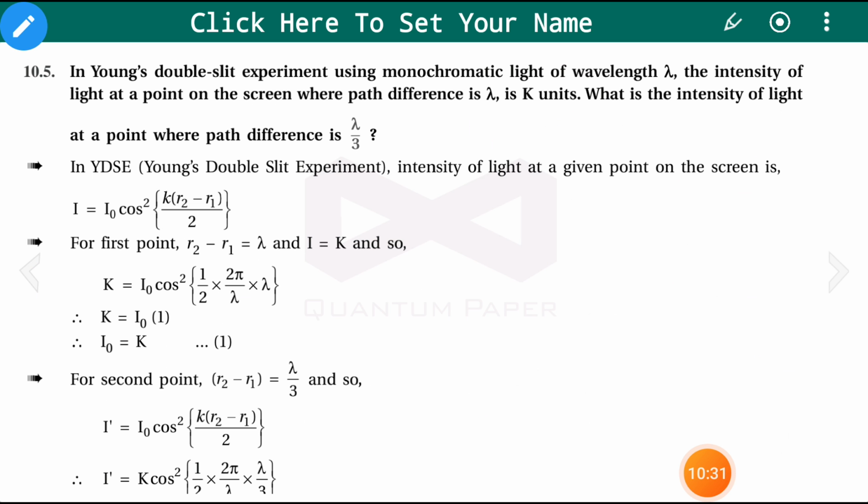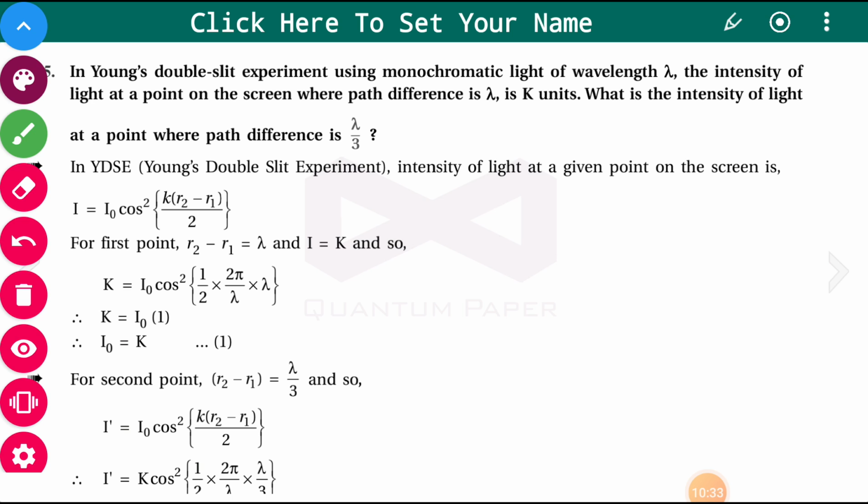Now we have the fifth numerical. In Young's double slit experiment using monochromatic light of wavelength lambda. Monochromatic means it has only one color, means wavelength is only one, it is not a mixture of different colors. The intensity of light at a point on the screen where path difference is lambda is k unit. What is the intensity of light at a point where the path difference is lambda by 3?